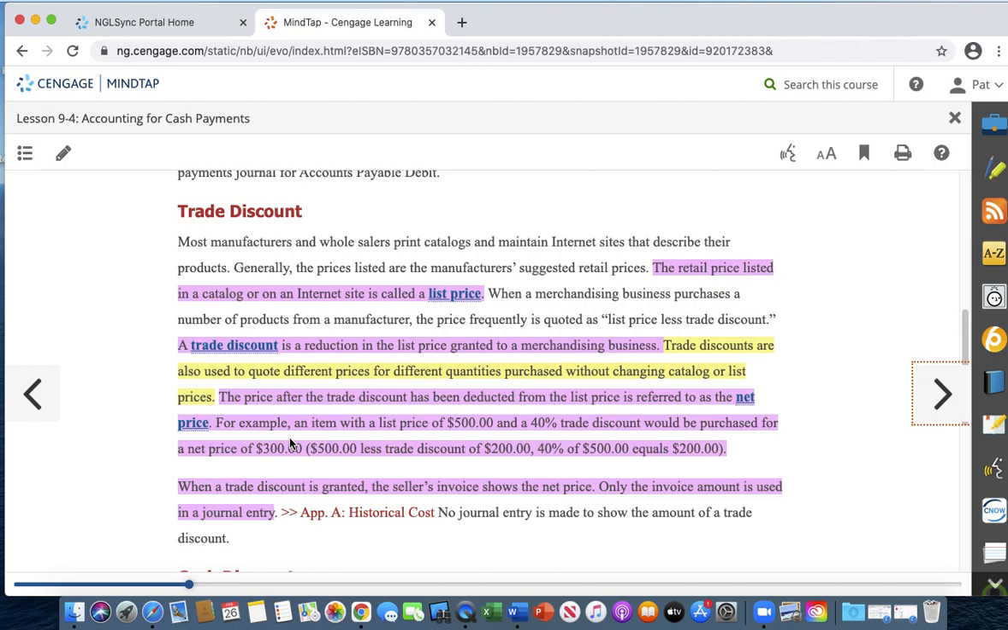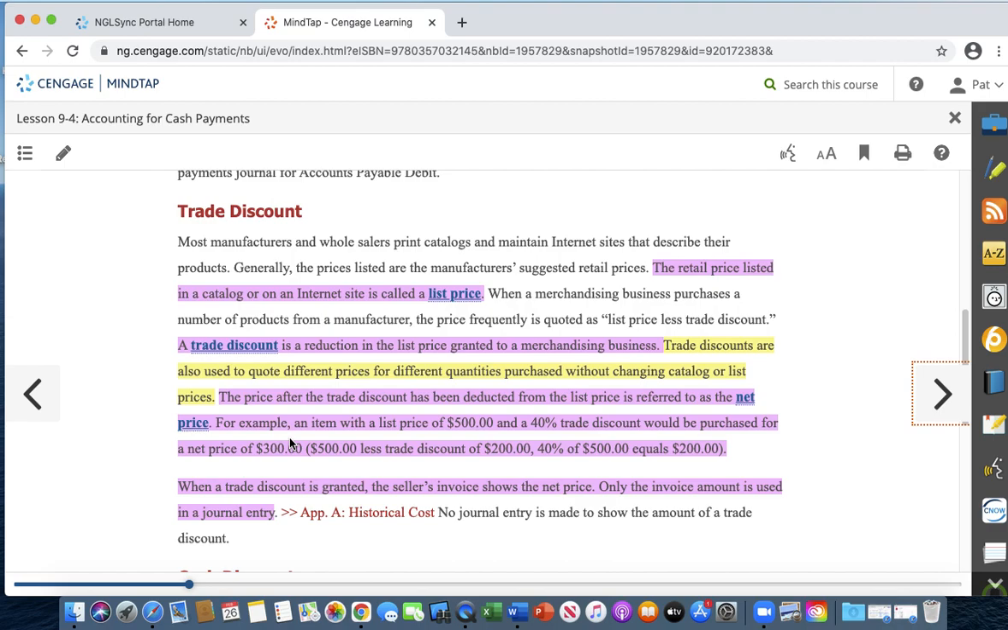But this is how I always think of it. When they say you got a 40% discount, what am I paying? 60. So I'm just going to take 500 times 60% to do this, because we don't need to know what the discount is. We're not recording the trade discount. But you'll have to do that either way. You get this 300 net price both ways. But this way you got to find the discount, then subtract. This way you already know.